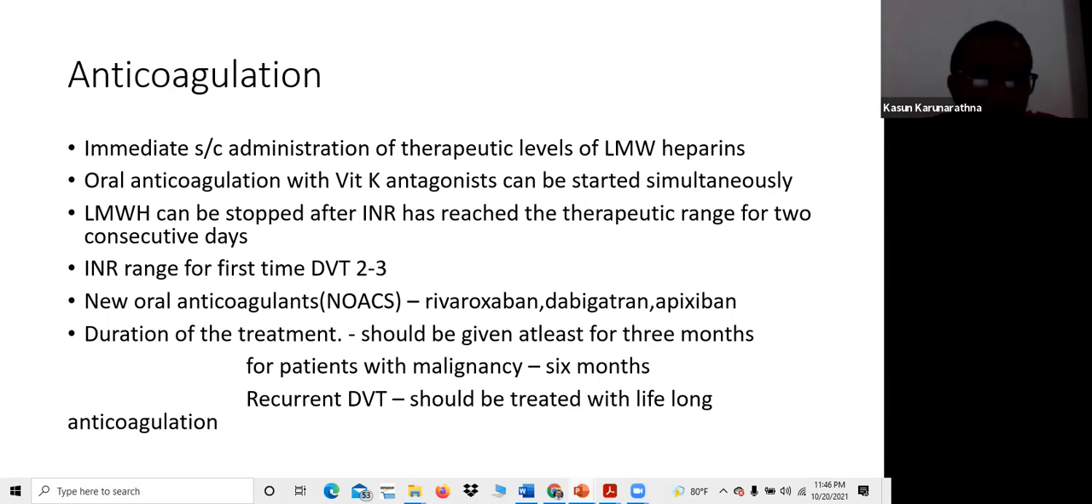Low molecular weight heparin can be stopped after INR has reached the therapeutic range for 2 consecutive days. INR range for first time DVT is 2 to 3. Newer oral anticoagulants, so rivaroxaban, dabigatran, also there's a place, right? Duration of treatment for DVT should be at least 3 months of anticoagulation. Patient with malignancy, it should be 6 months. Patient with recurrent DVT, it should be lifelong anticoagulation.